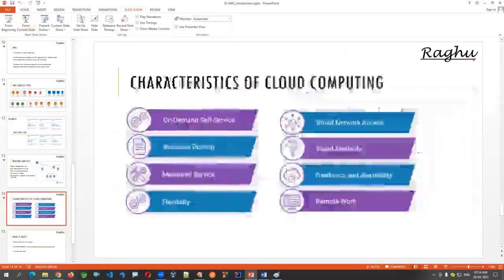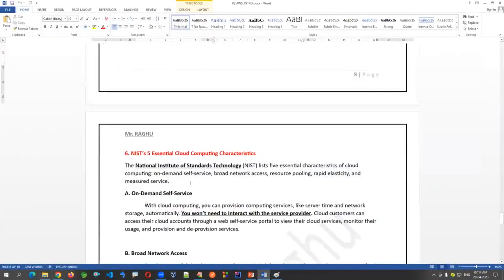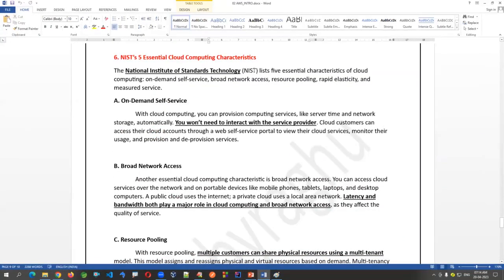What is the meaning of this? Observe. The National Institute of Standards and Technology, NIST, said there must be 5 essential characteristics. They said only 5 are standard. Some people have made 12, some people made 25, but the standard is only 5. If you want to say yes, this is cloud computing technology, the first characteristic it has to have is that it should be on demand.